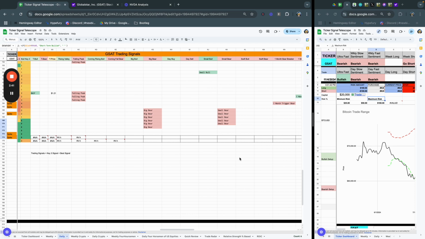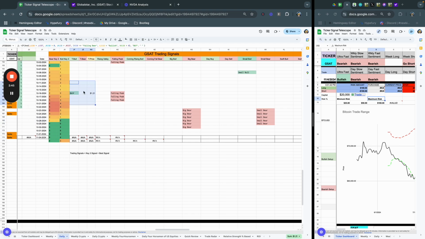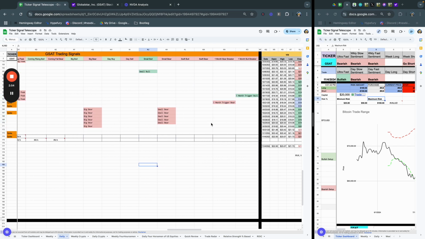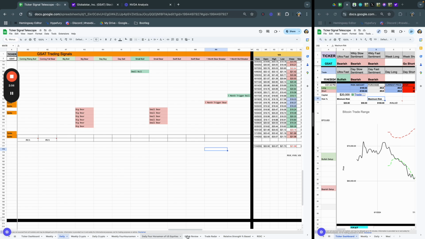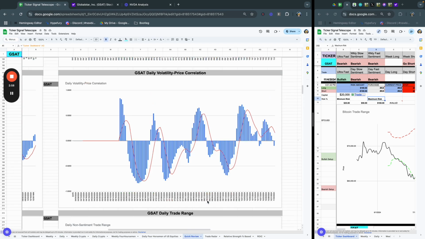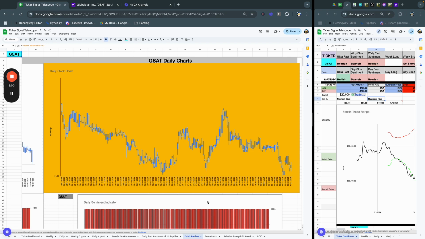Now, if we look at the overall signals, it looks like we got a buy signal back here on the 16th. That would have been good, but you were getting a bunch of bear key threes, which to me is not convincing. If you're looking at all these signals, the falling peak, the big bear, the small bear, the 1-month bear trigger, I would have not bought this, but you know what? That's why if you're here and you're laughing at me because you made all the money, congratulations to you.